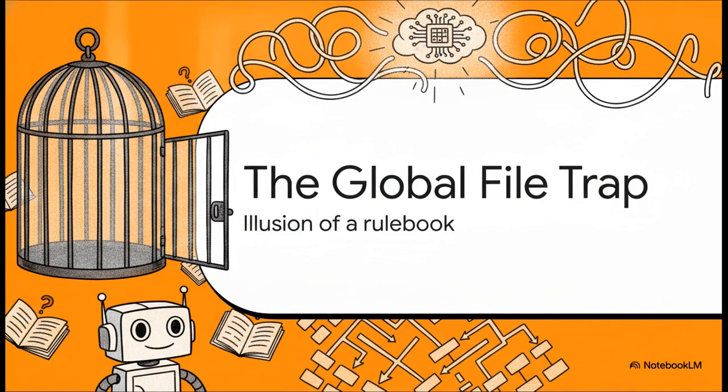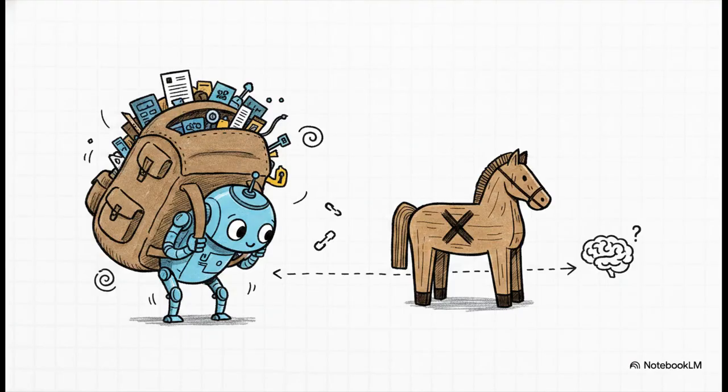Section 1, the global file trap, the illusion of a helpful rulebook. Let's start with the trap itself, which usually kicks off with a seemingly helpful, completely innocent little command. You want your AI to understand how your project works, so you try to teach it everything at once. Running the init command generates a global markdown file, something like claude.md or agents.md, that promises to teach the AI your specific codebase architecture. But honestly, it acts as a total Trojan horse.